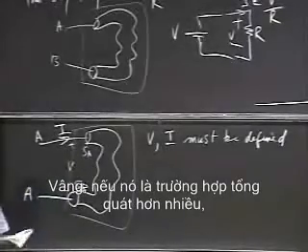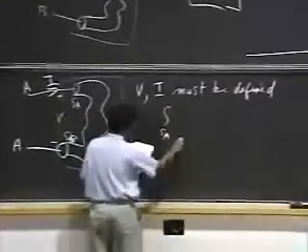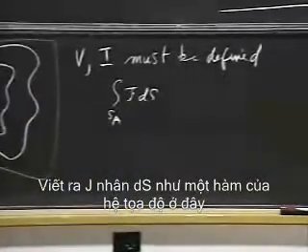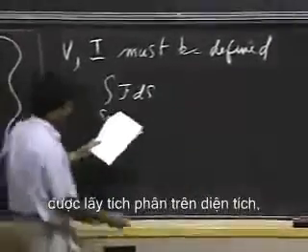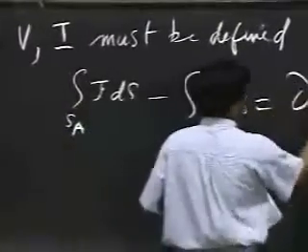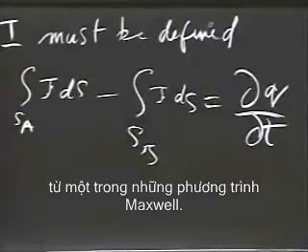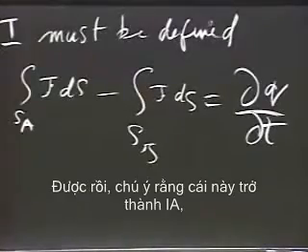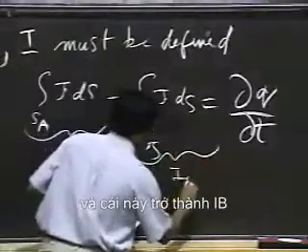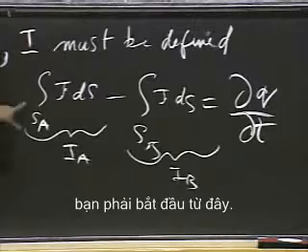Okay, if it's a much more general situation, I have to write down Maxwell's equations, and this is what I would write down. Write down J dot D as a current, as a function of the coordinate here, integrated over the area, minus, okay, I would have to start from there, from one of Maxwell's equations. Notice that this becomes IA, and this becomes IB in our simplification. But if I don't tell you anything else, you have to start from here.